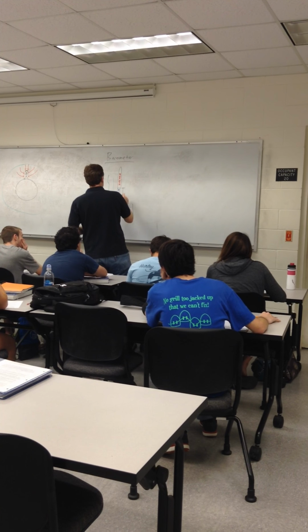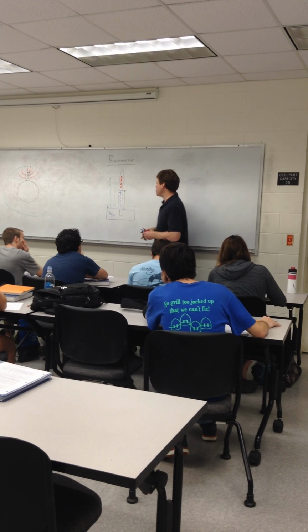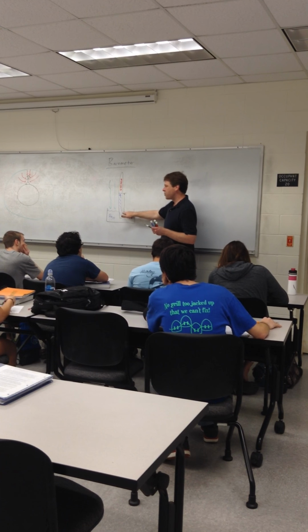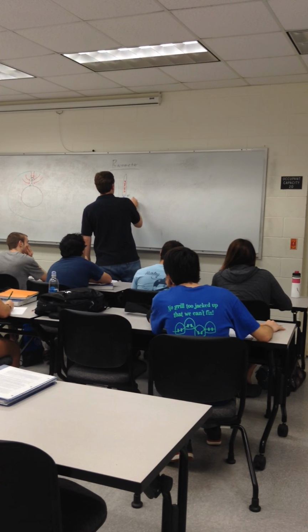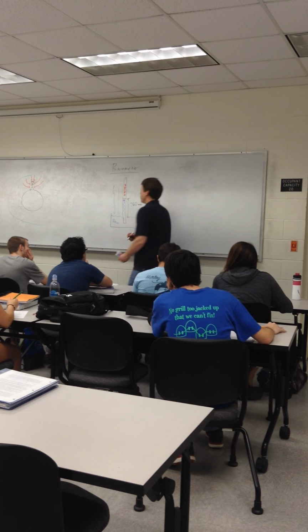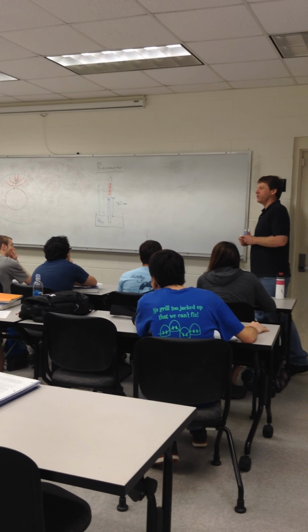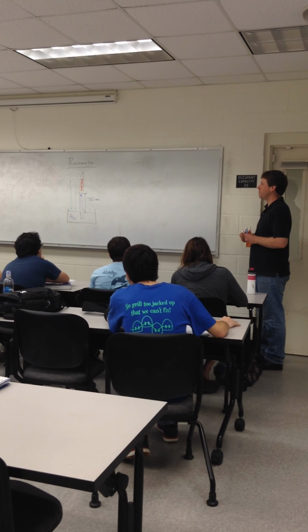And under normal conditions, if we were to measure the distance from the surface of the mercury in the dish to the top of the mercury in the column, it would measure 760 millimeters. That's how high that column of mercury would be.